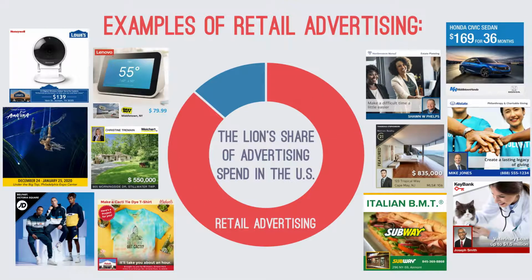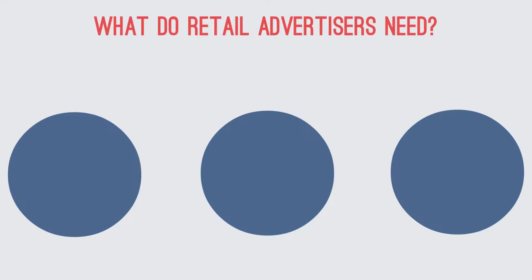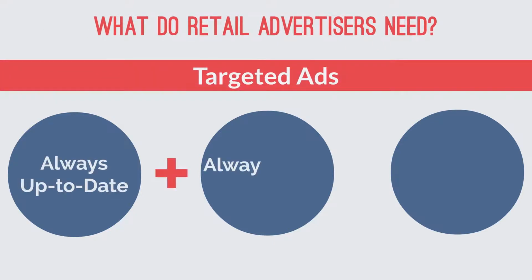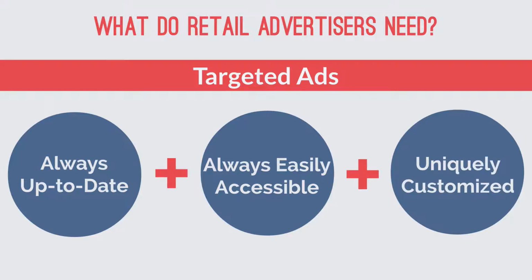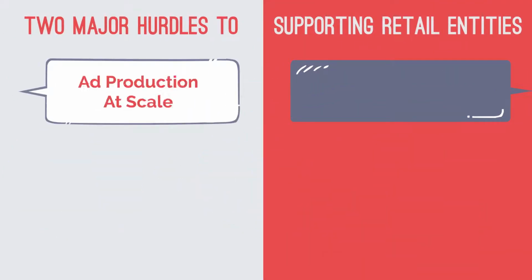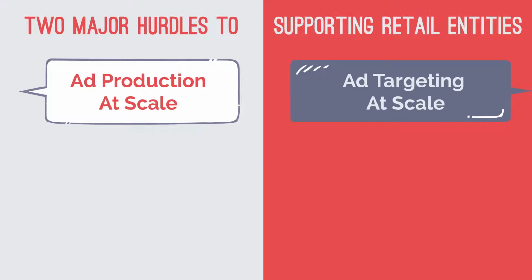To keep up with the constantly evolving world of rich imagery and videos, each retail advertiser requires targeted ads that are always up to date, easily accessible, and uniquely customized for their specific branch. Brands face two big hurdles in supporting their retail entities: ad production at scale and ad targeting at scale.